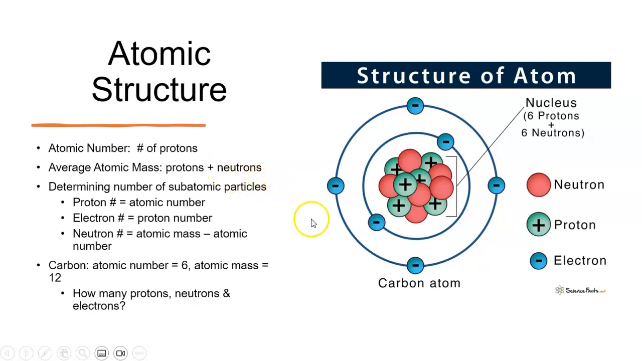So how many neutrons? If the atomic mass is 12, well, 12 minus 6, that means there are also 6 neutrons. Now, we've already mentioned before that the number of electrons equals the number of protons. So how many electrons? Bingo! You got it. There's 6.